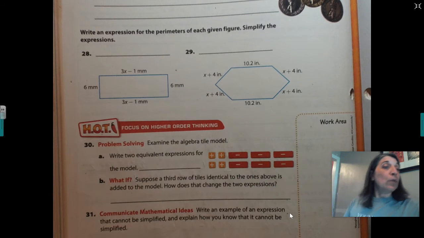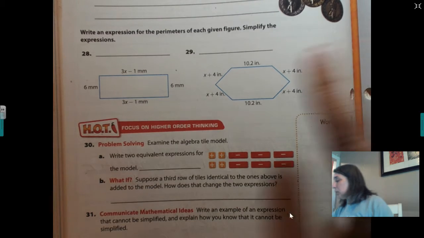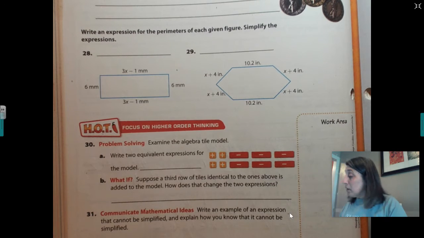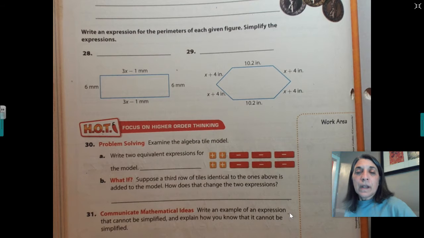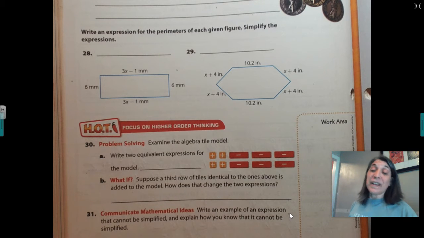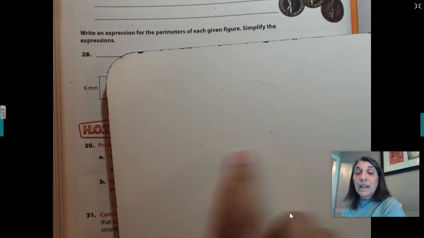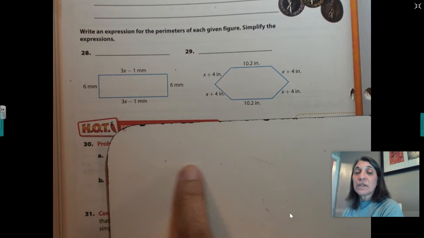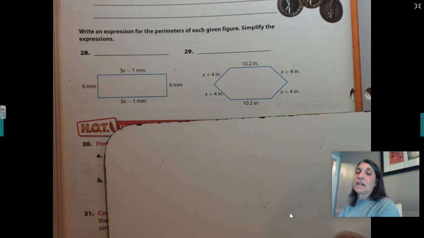Okay, so let's do one more. Let's try this one. Ooh, look at that. I get another whiteboard. Oops. Okay, so this one, you're trying to find the perimeter, and there's 6 sides to it. So again, you don't want to write this big, long expression of x plus 4 plus x plus 4 plus x plus 4 plus x plus 5.